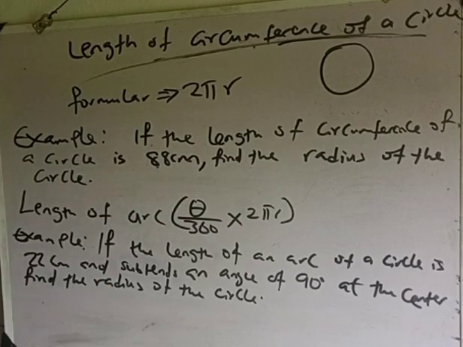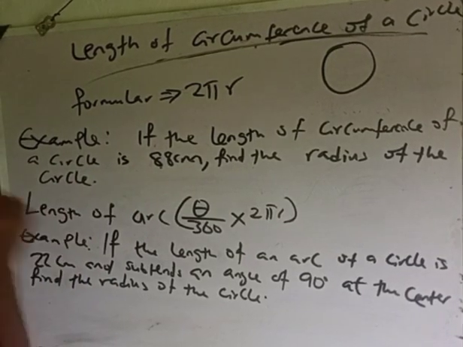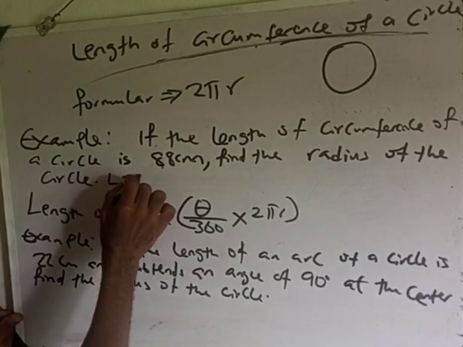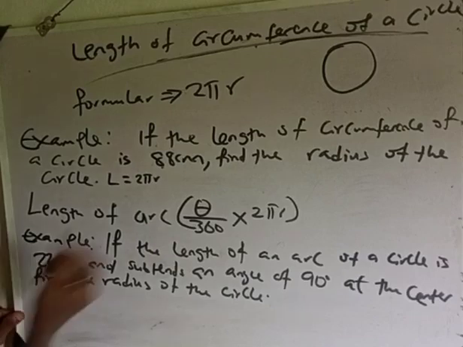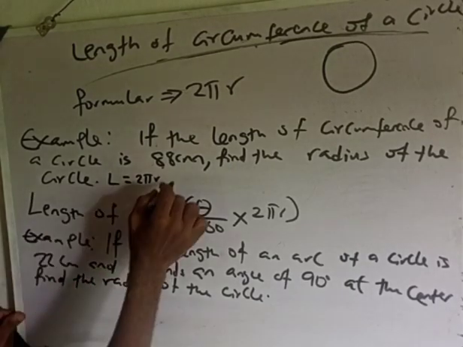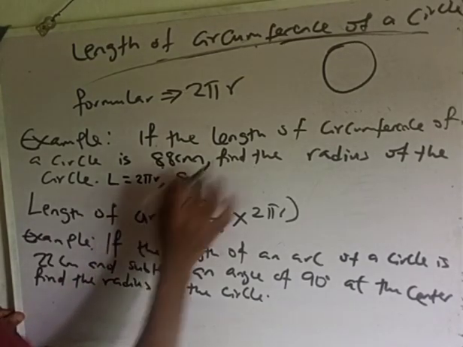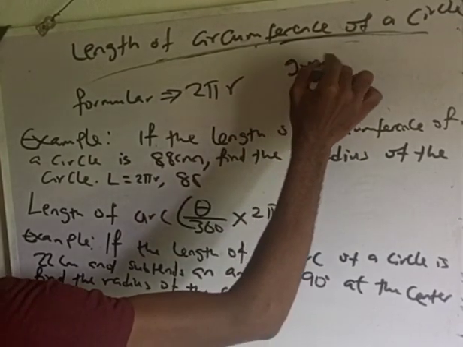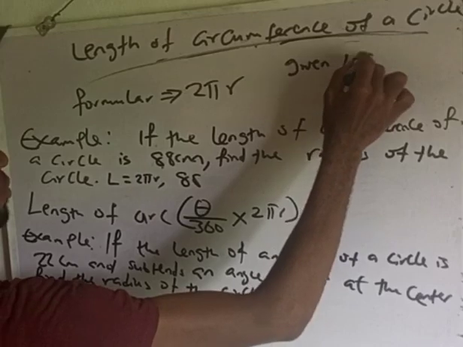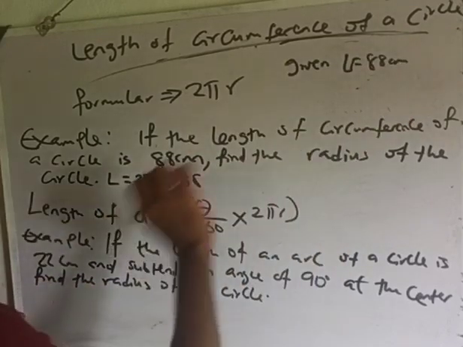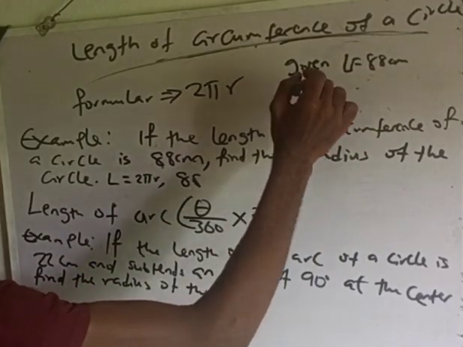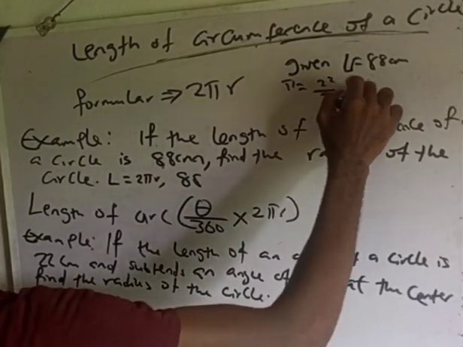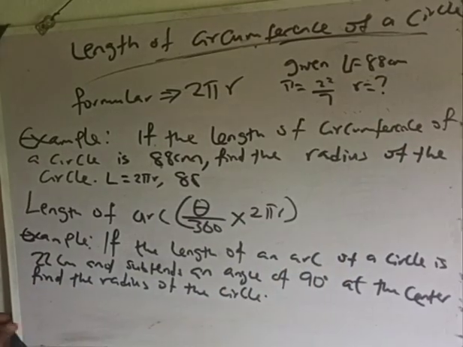So for this case, remember we have that the length of the circumference is equal to 2 pi r. We are given the length, which is 88. Let me write out what we're given. We're given that length is equal to 88 cm. We also know that pi is equal to 22/7. Now we are looking for the radius. We don't know what the radius is.